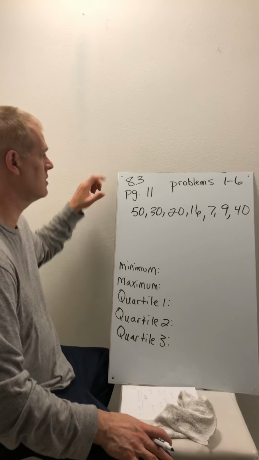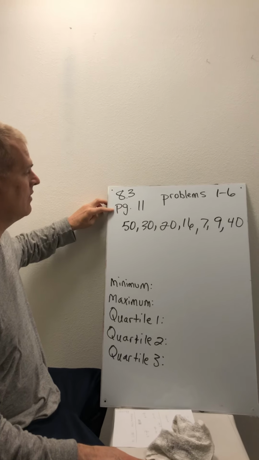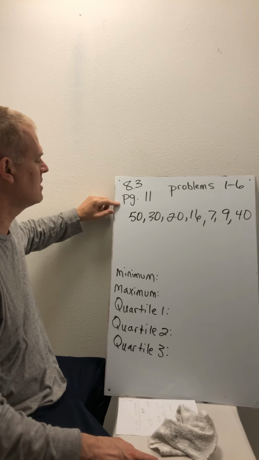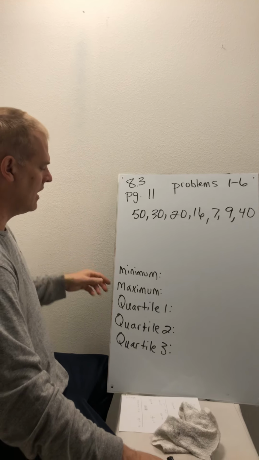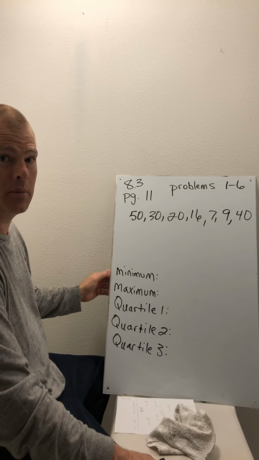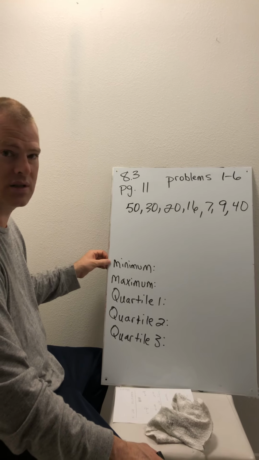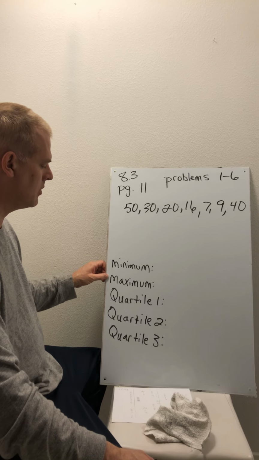Okay, today you guys are on 8.3, page 11, problems 1 through 6. Today you guys are working with finding the quartiles with the minimum and maximum. Okay, so the minimum is the lowest number, maximum is the highest number.